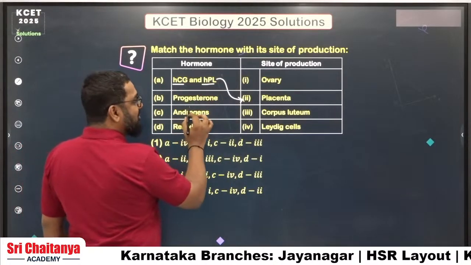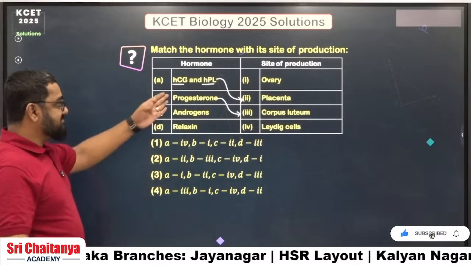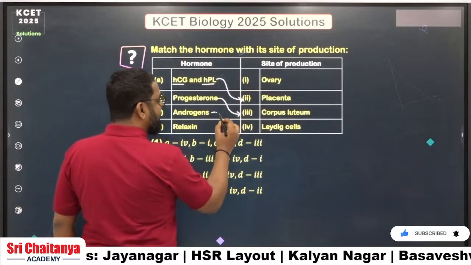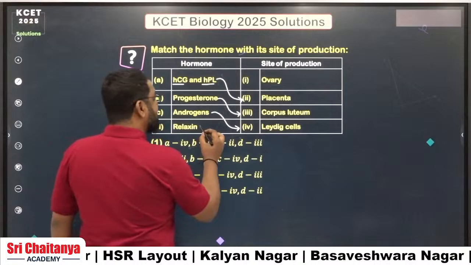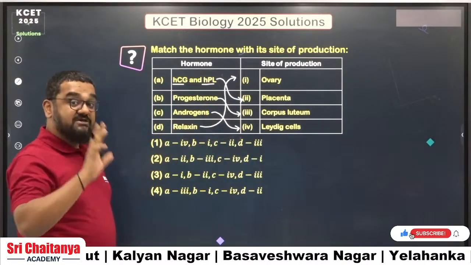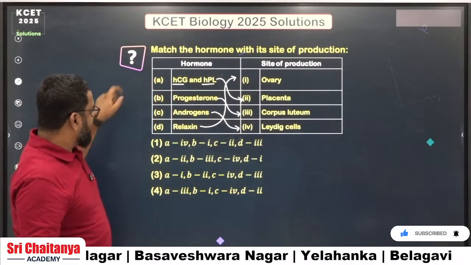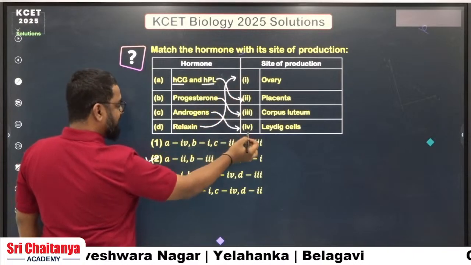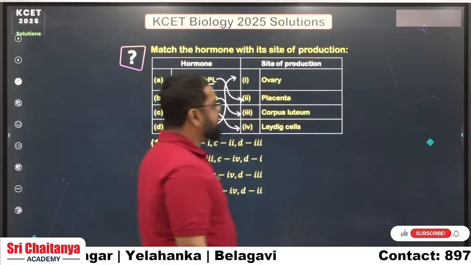Progesterone. Progesterone is secreted by the corpus luteum. Large amounts of progesterone, some amount of estrogen helps in maintenance of the endometrium. Androgen, male sex hormones, primarily testosterone, secreted by Leydig cells. Relaxin is a hormone secreted by the ovary, helps in expansion of the pubic symphysis, helps in parturition later. So A is 2, B is 3, C is 4 and D is 1, that is option 2. This will be the right option for this case.